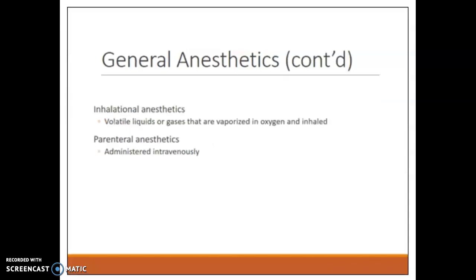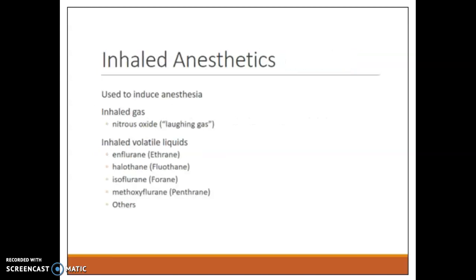General anesthetics can be given through inhalation. These are volatile liquids or gases that are vaporized into oxygen and then inhaled, or parenteral anesthetics, and those are administered intravenously. Inhalation anesthetics are used for induction, and parenteral for induction and maintenance. So inhaled anesthetics that are used to induce anesthesia are inhaled gases, that commonly is nitrous oxide. We hear that called laughing gas, and inhaled volatile liquids. These all end in -ane. See that urethane, fluorethane, fluorane.